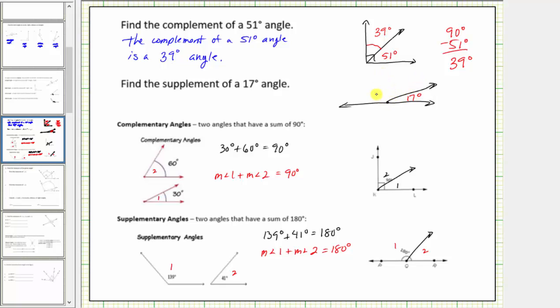We know the sum of the measures must equal 180 degrees, and therefore the measure of this angle must equal 180 degrees minus 17 degrees, which equals 163 degrees. Which means the supplement of a 17-degree angle is a 163-degree angle.